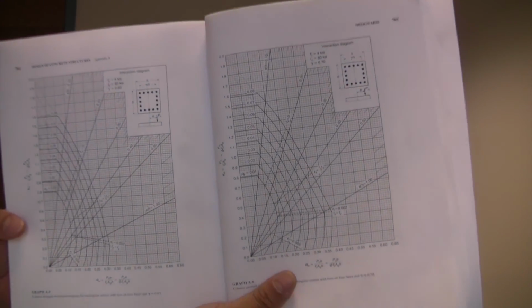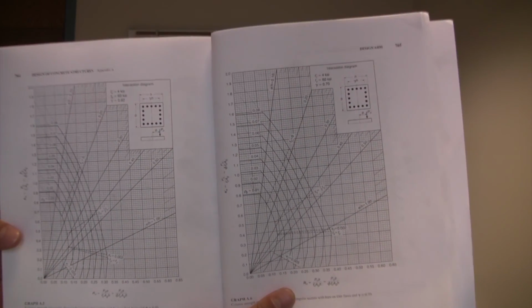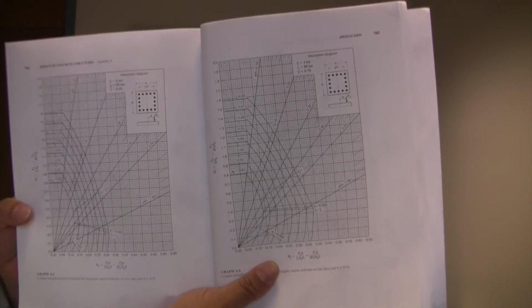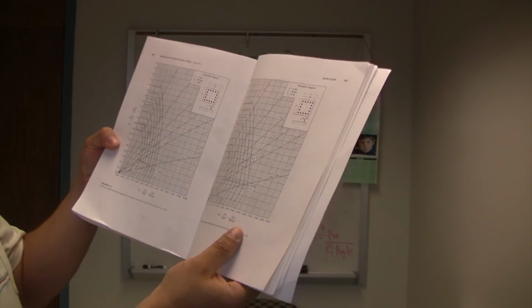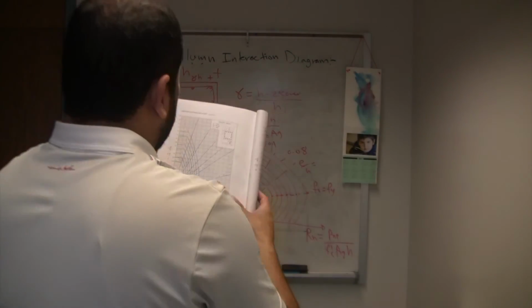So if someone's telling you you can't have a column that's pure axial loaded, tell them we take care of that in our equation or in our calculation. The ACI code takes care of that.